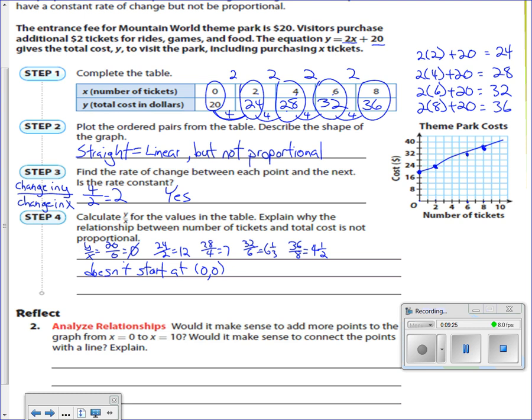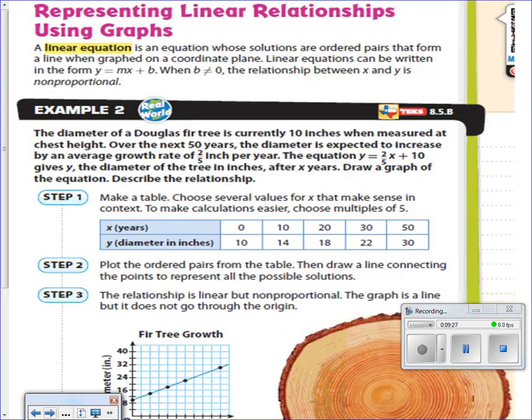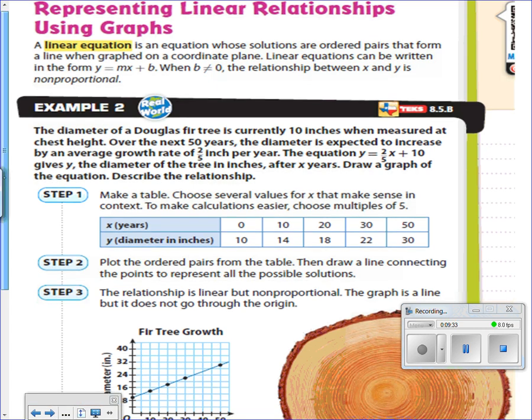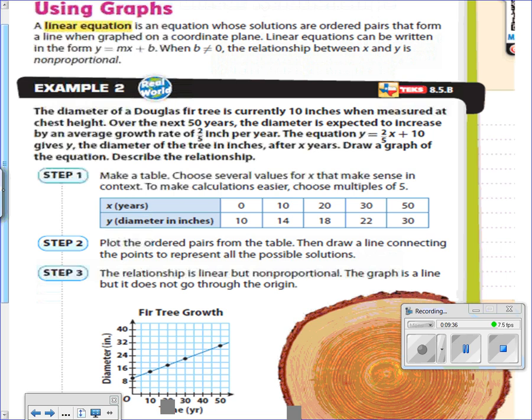Okay, let's go to the next page. Let's go down. That's just an example. I'll tell you what a linear equation is. A linear equation is equations whose solutions are ordered pairs that form a line when graphed on a coordinate plane. Linear equations can be written in the form y equals mx plus b, and we're going to use that a lot more on Tuesday.